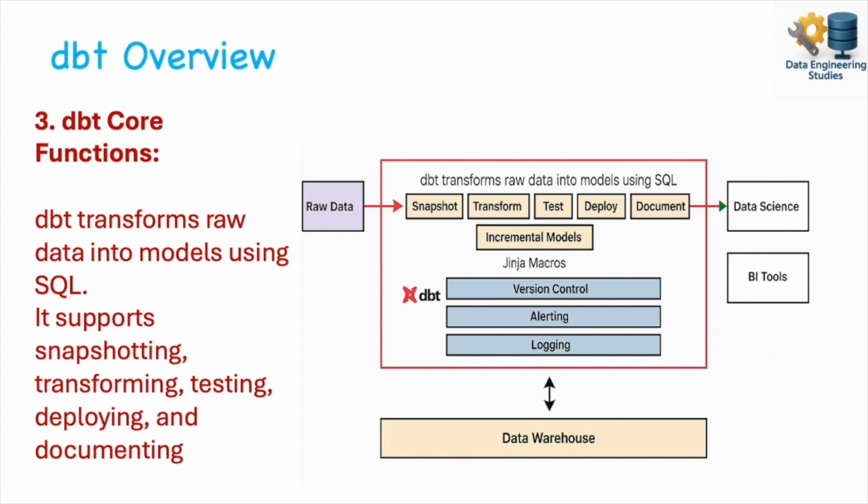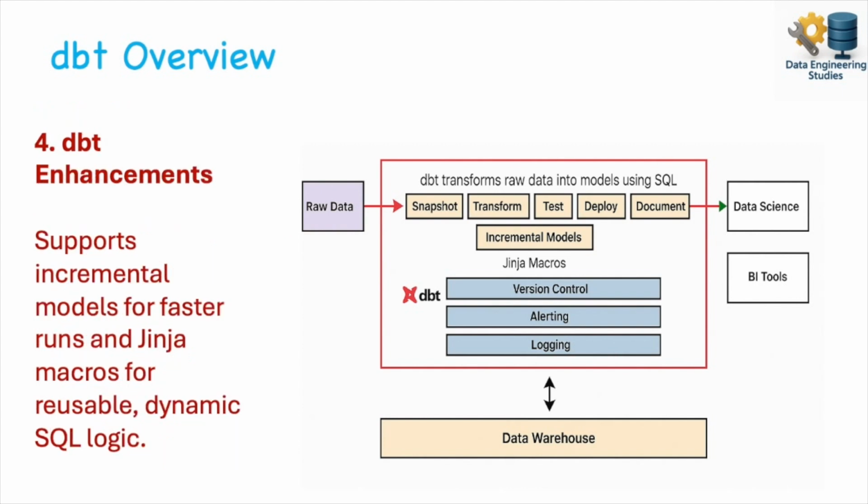DBT also supports incremental models, which means that it processes only new or changed records instead of the entire dataset every time. Another major enhancement is Jinja macros. This allows you to write dynamic, reusable SQL logic so that you can avoid repetition and simplify complex queries.